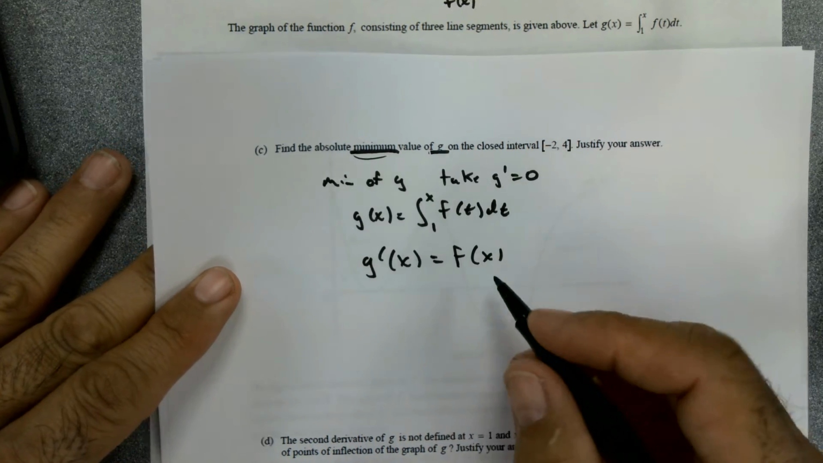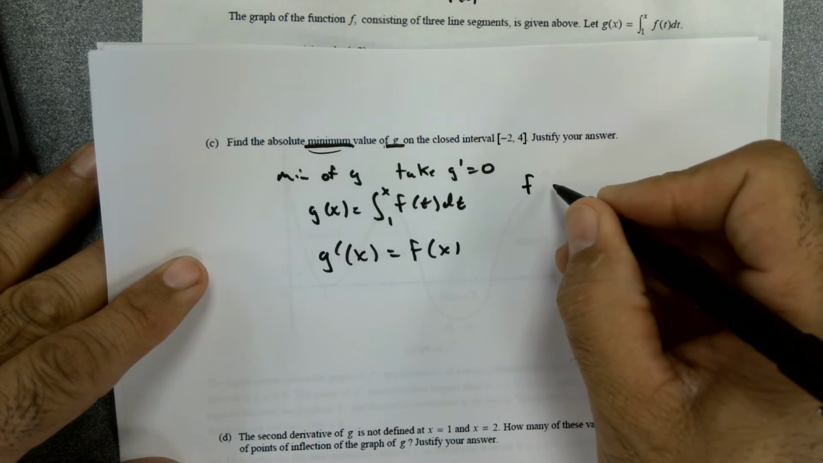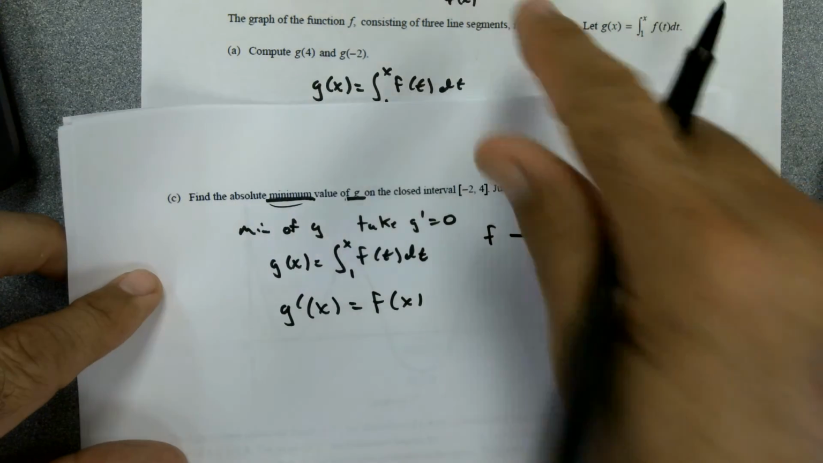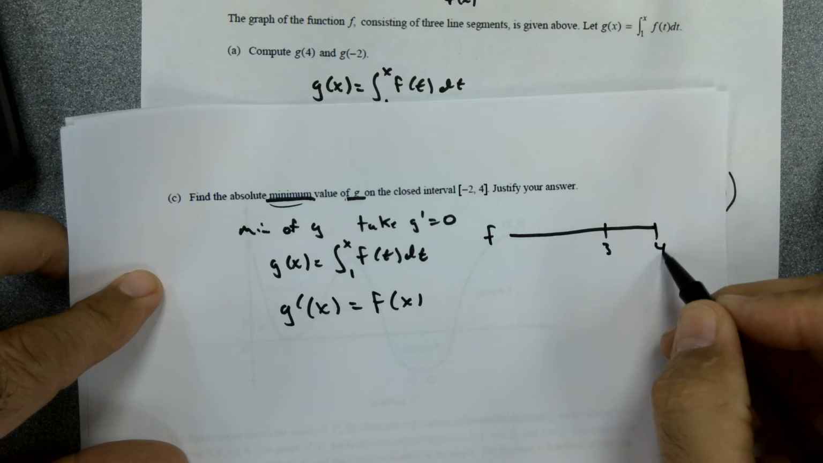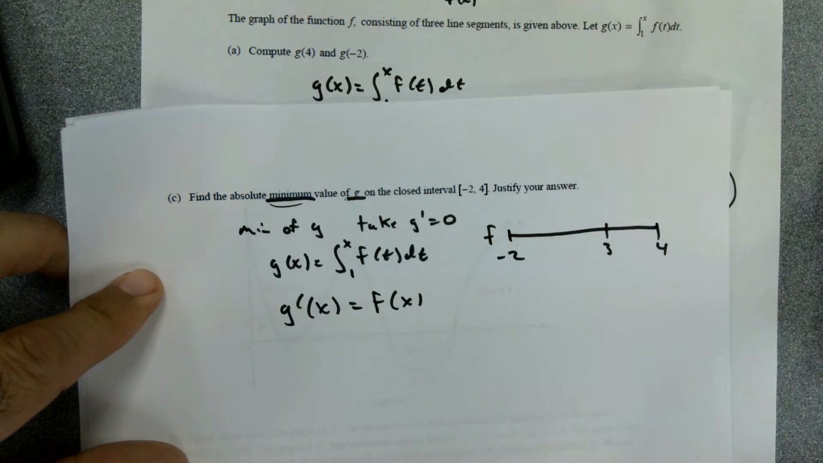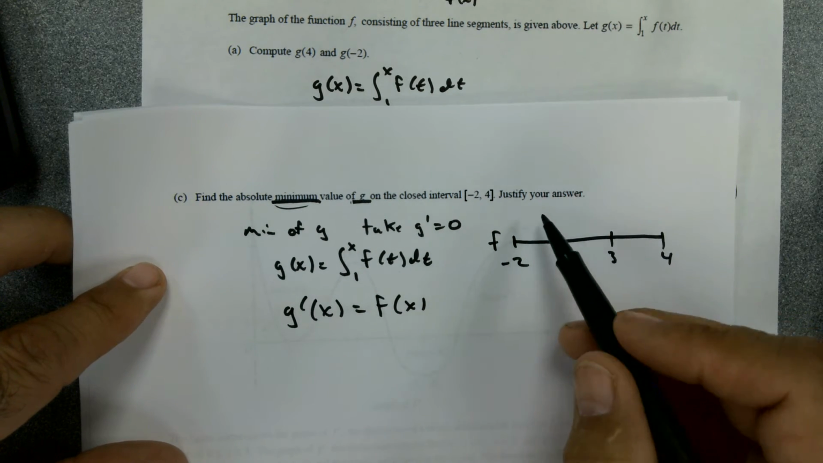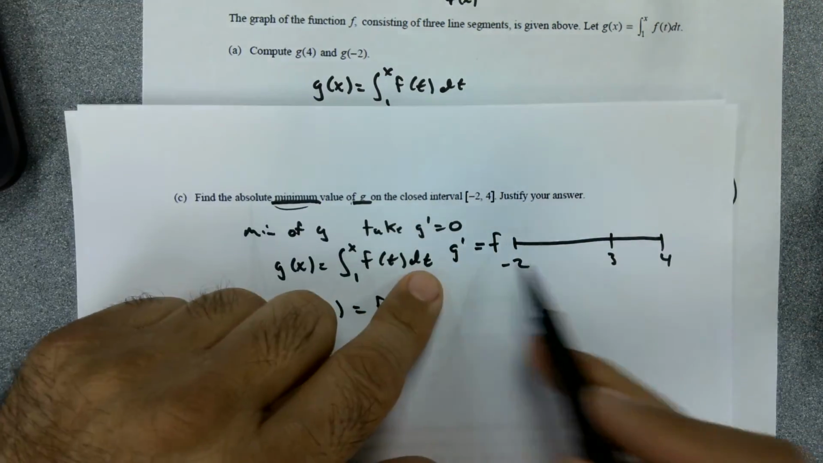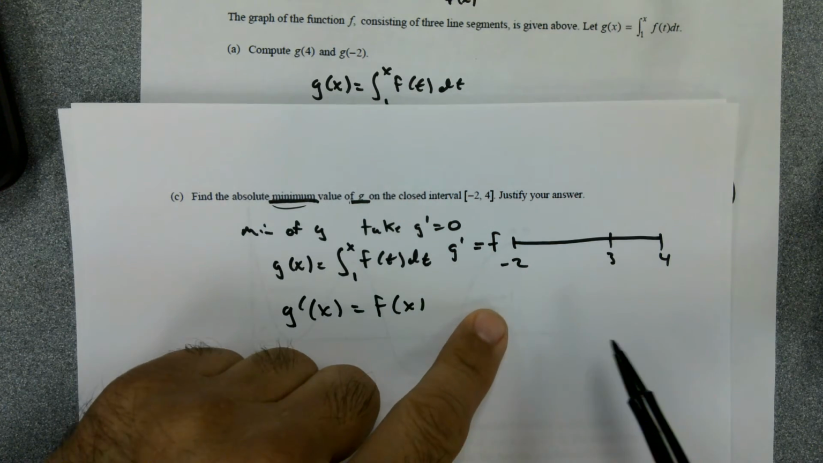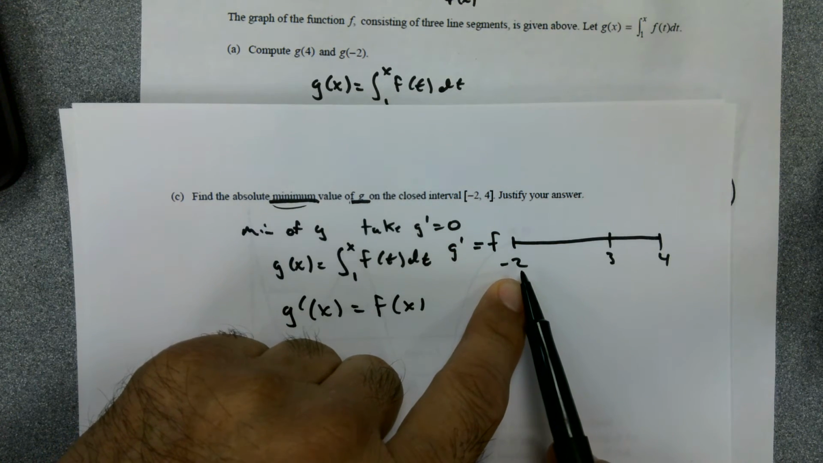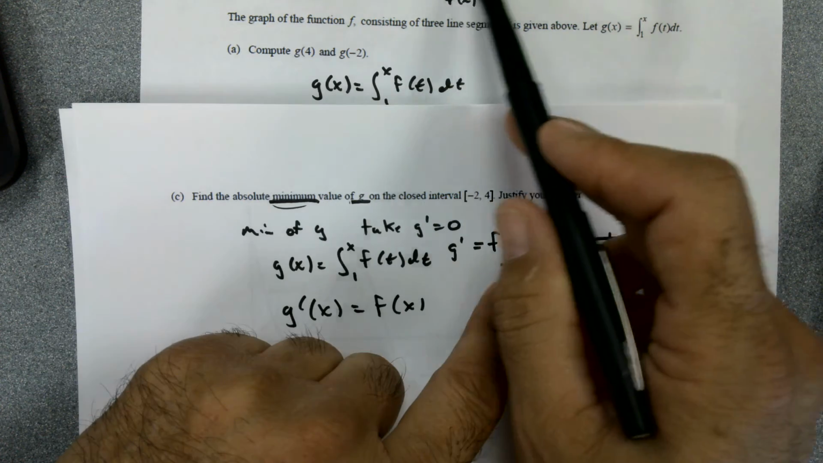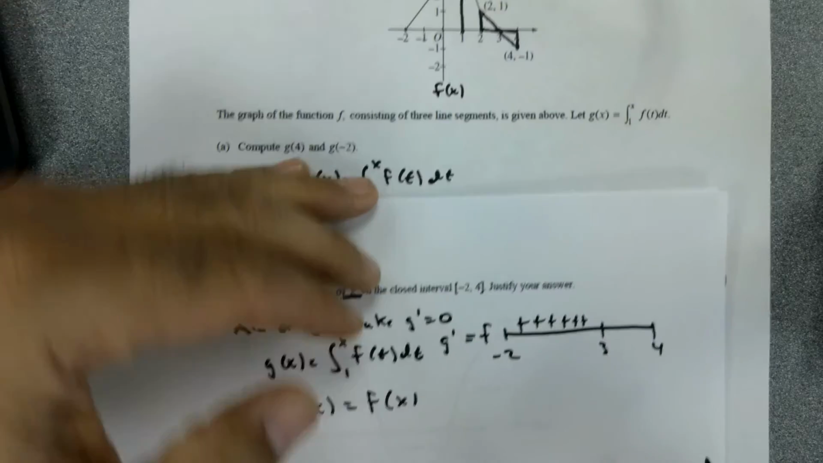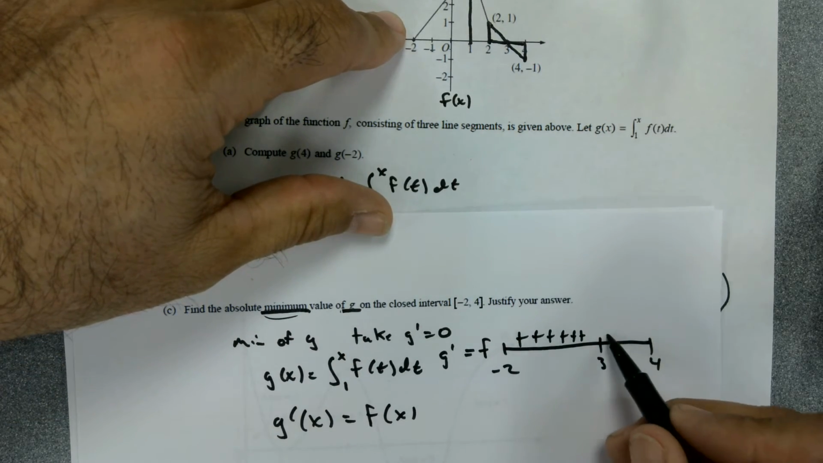Now I'm going to do line justification. So if I have f, and I look to see where f is equal to 0, it occurs at 3. So we have 4, and this is negative 2. So I know that if we look at f, which is equivalent to g prime, from negative 2 to positive 3, f is positive because it's above the x-axis, and from here to here it's negative.